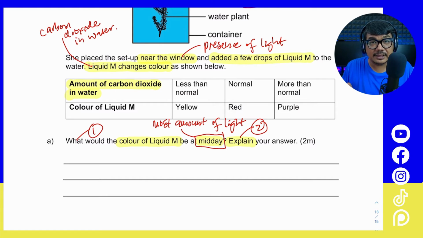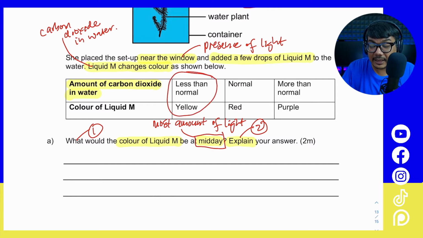If the rate of photosynthesis is the fastest, then the amount of carbon dioxide that is being taken in by the plant will also be the highest, leaving the least amount in the water. Okay, so because of that, what do you think will be the color of liquid M at midday? Since the plant is going to take in a lot of carbon dioxide, then it is going to be less than normal.